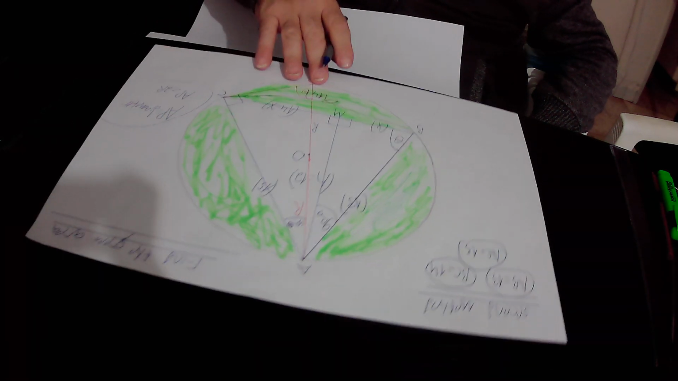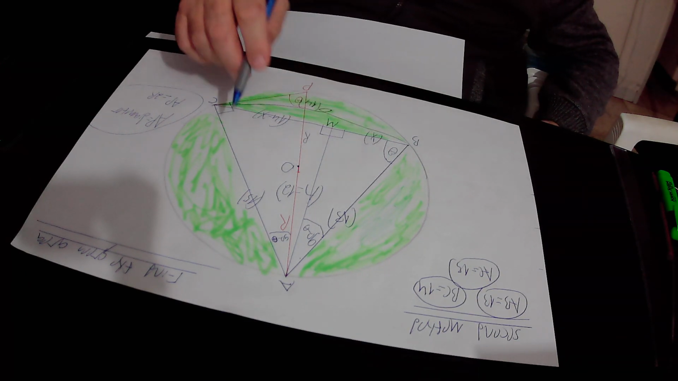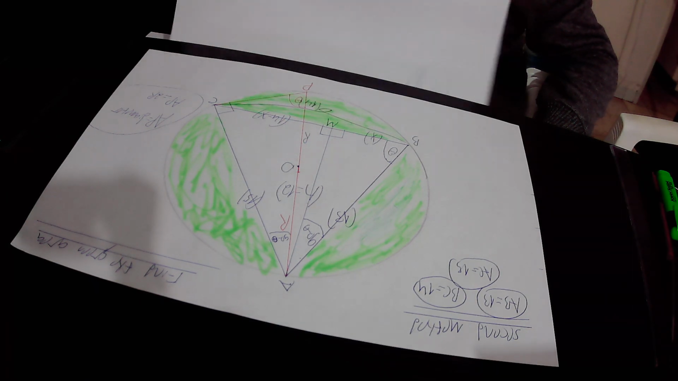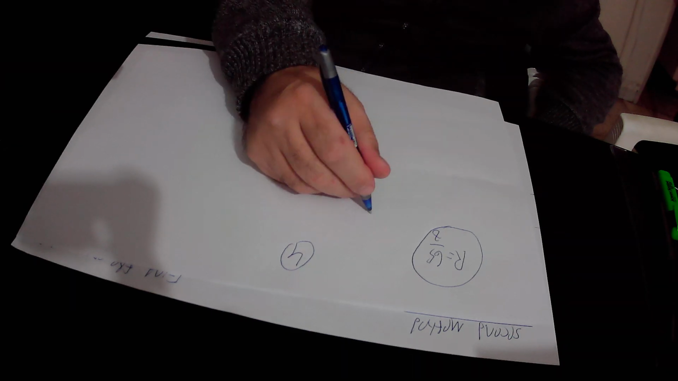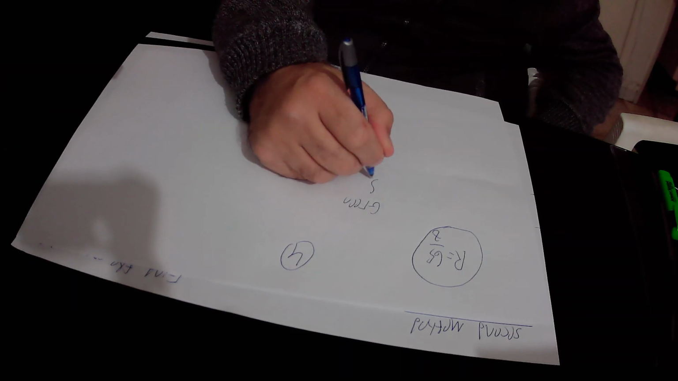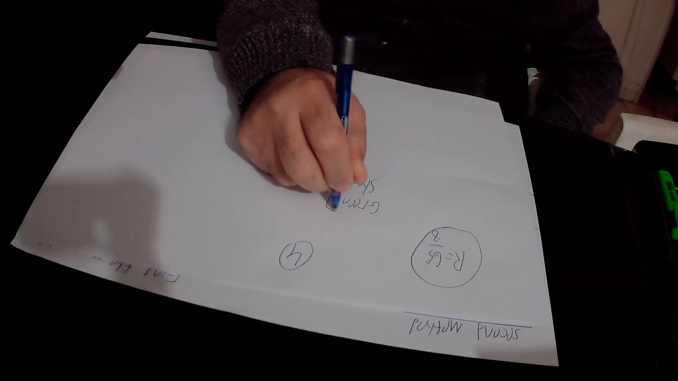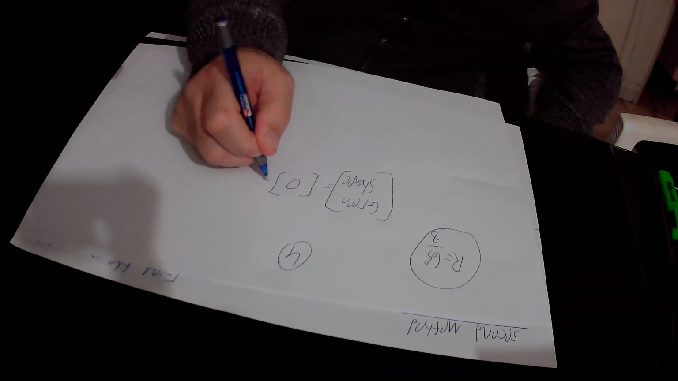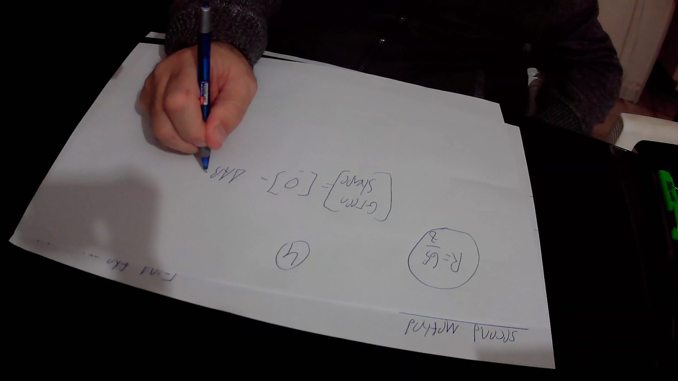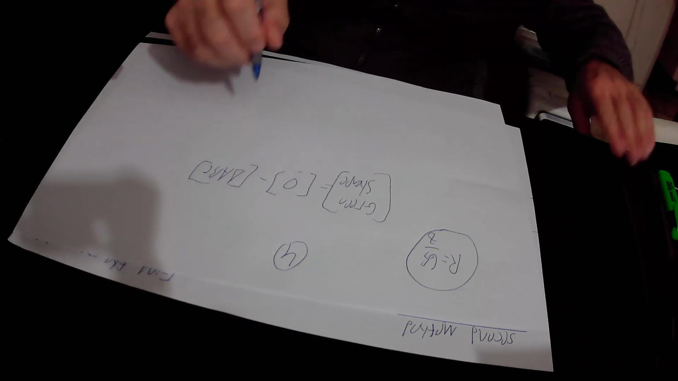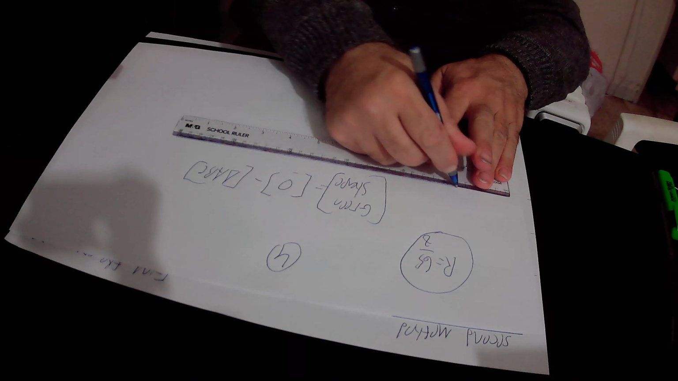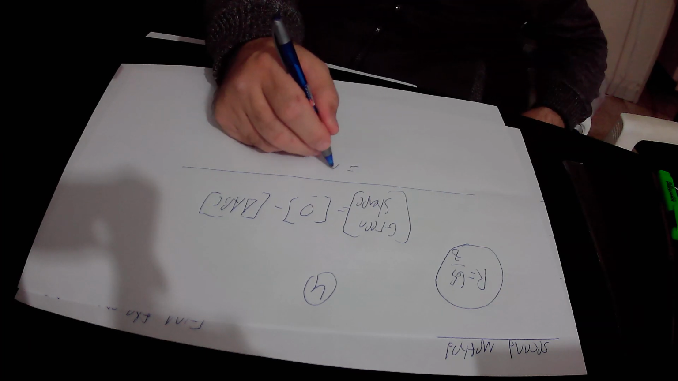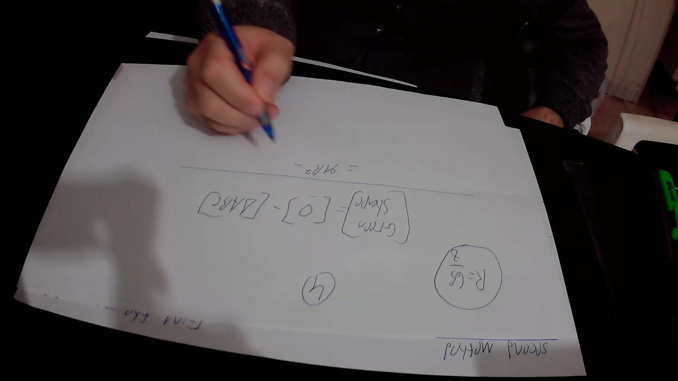From the drawing it is very easy to see the area of the green shape equals the area of the circle minus the area of triangle ABC. So I write it down. The area of the green shape in total equals the area of the circle minus the area of triangle ABC. The area of the circle is pi r squared, minus the area of triangle ABC.